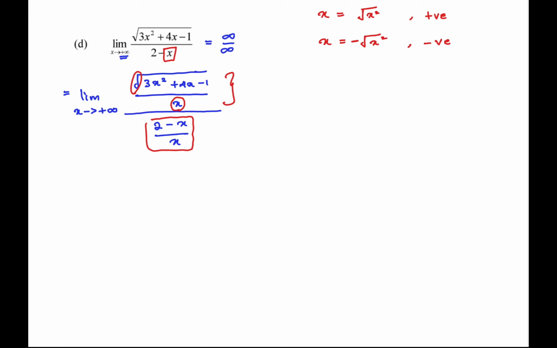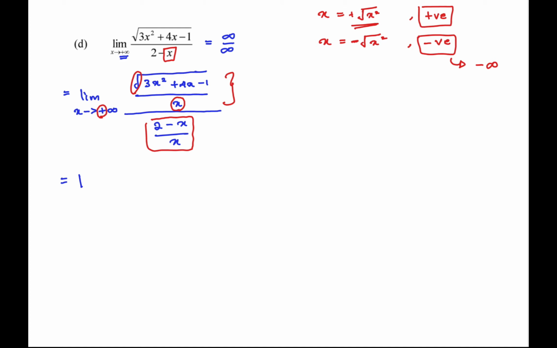You must refer to your x, whether it is positive or negative. If it is positive, here must be positive. If it is a negative value, meaning it approaches negative infinity, here we must put negative square root of x squared. So in this case, x approaches positive infinity, so it is only divided by square root of x squared. So we can solve this one.